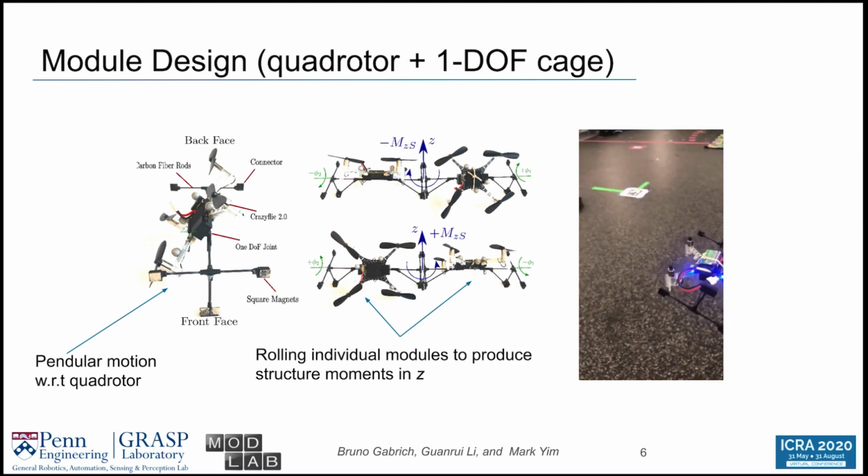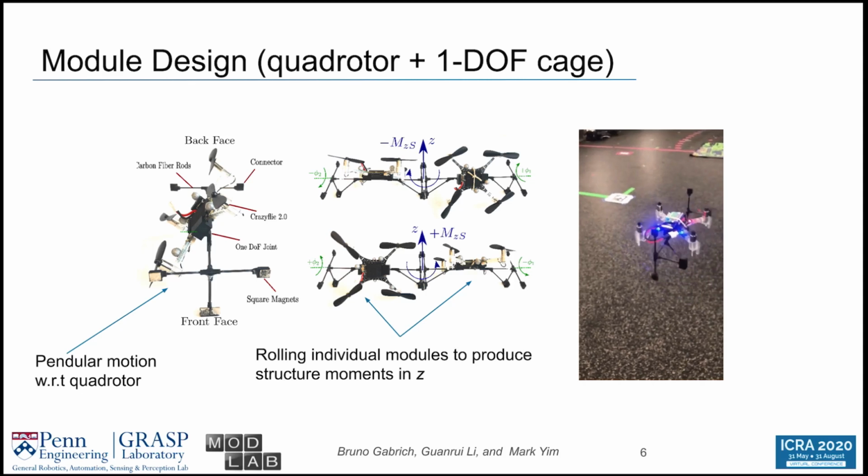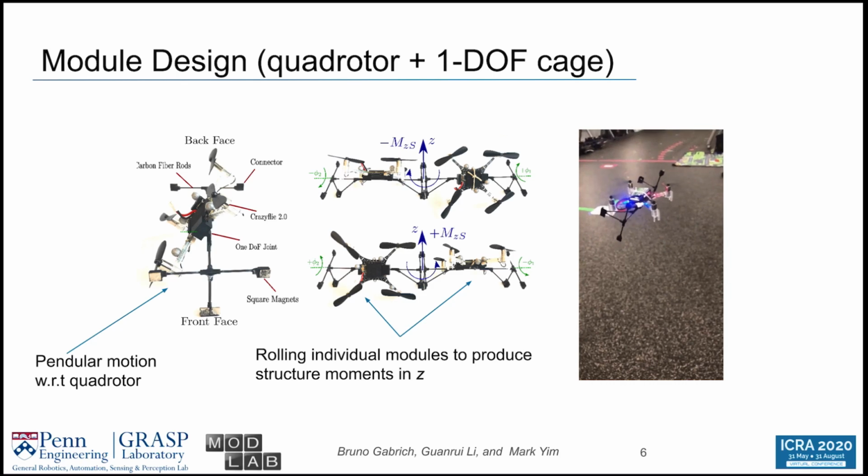Once we have 2 modules docked together, a new capability arises which can be seen in the figure in the center. With this capability, structure moments could be obtained by the independent roll angles of each individual.